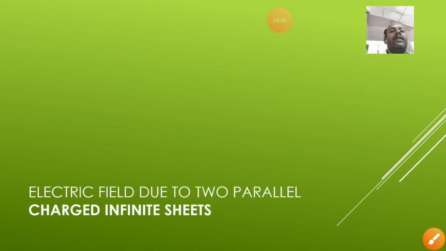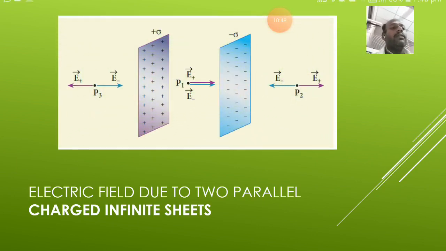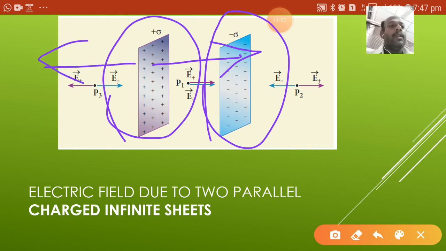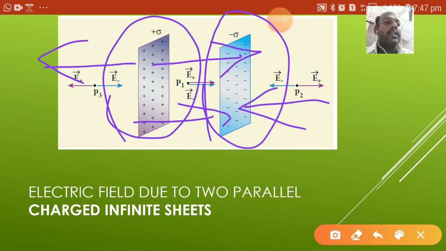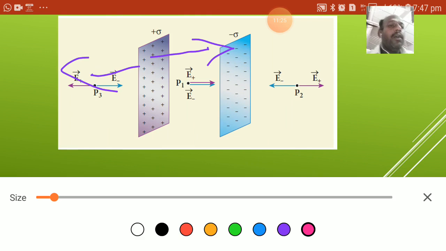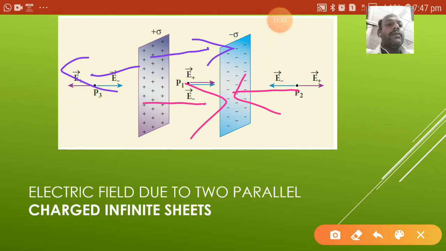Next we are going to discuss the electric field due to two parallel charged infinite sheets. Look at the picture. Now we are given two sheets. For my convenience, I am going to take two oppositely charged plane sheets. What may happen? Think yourself. This is a positive charge, where the electric field will be radially outward. This is a negative charge, where the electric field will be radially inward. So for the positive it is radially outward, and for the negative it is radially inward. So what is happening between the plates? Look at the region between the plates.